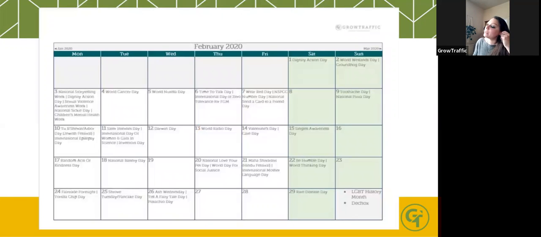And then the final point, you use your content calendar. Again, content calendar, this is obviously 2 years old now, but GrowTraffic do this every single year.